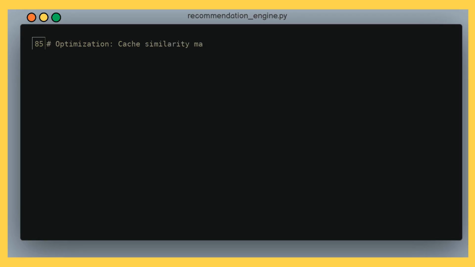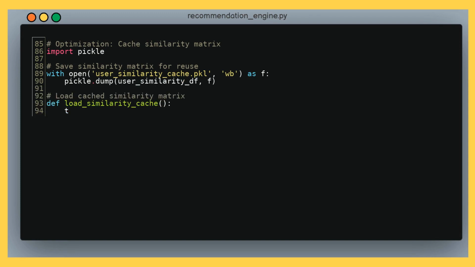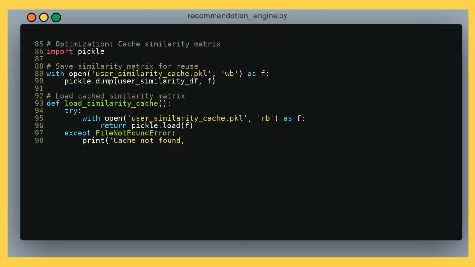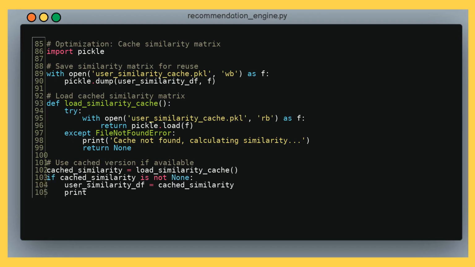Here's a quick optimization. We can cache our similarity calculations so we don't recalculate them every time. This dramatically speeds things up in production. This optimization section adds caching using Python's pickle module. We save the user_similarity_df data frame to a file using pickle.dump, which serializes the object. The load_similarity_cache function attempts to load this cached version using pickle.load. If the file exists, it returns the cached data frame, otherwise returns None.